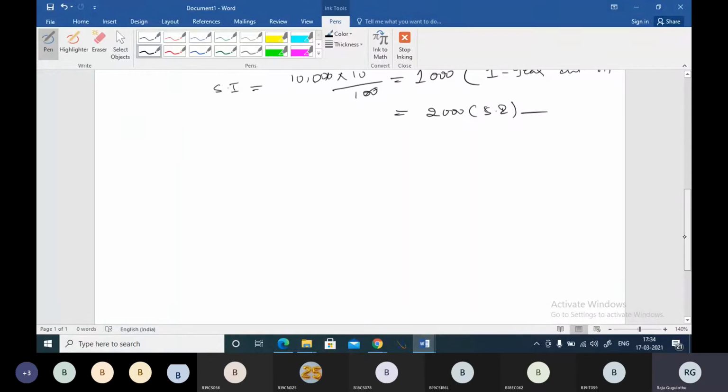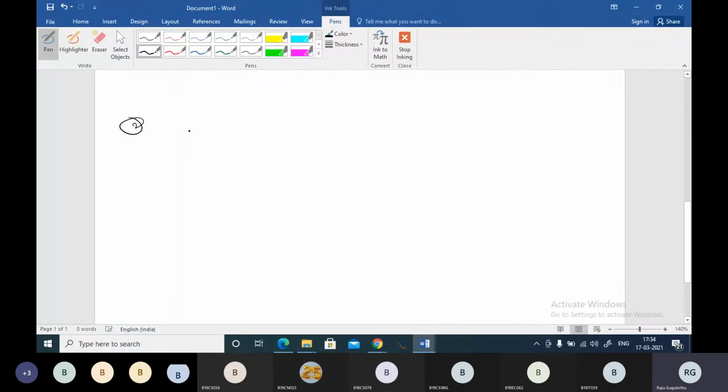Okay, guys, I hope you are noting down the question. Now, second question, boss. A certain principal amounts to 12,000 at a rate of 10% per annum, and the time given is 2 years. Then what is the principal? So a certain principal is amounting to 12,000 at a rate of 10% per annum. Time is 2 years. Then what is the principal?